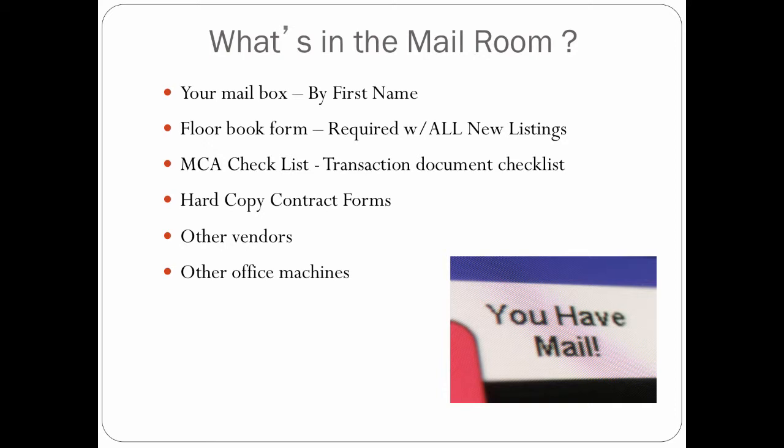So you'll need your mail. Where do you have that? That's in the mail room, which is directly behind the front desk. Your mailbox should be there within a few days of registering at Keller Williams. It'll be alphabetized by your first name. Additionally, there's a stacker in there that has many required documents. One of them is the floorbook form. When you have your first new listing, that's one of the documents that must be turned in with your file.